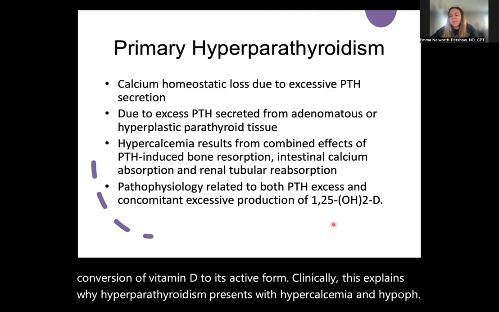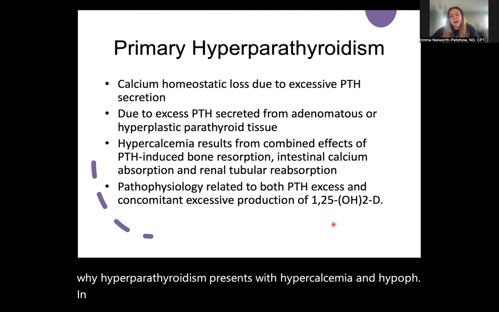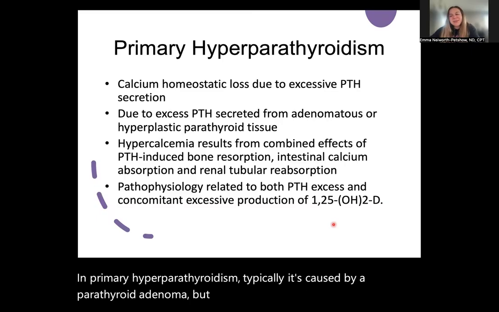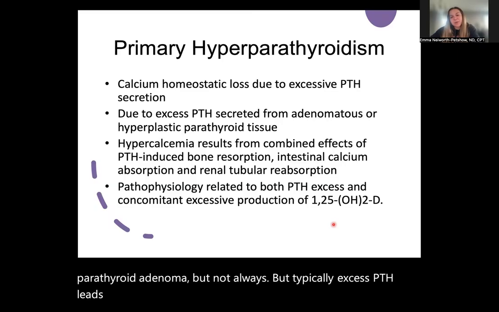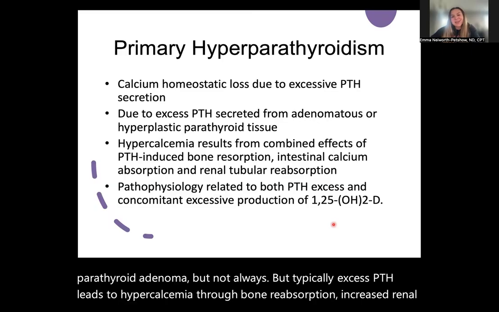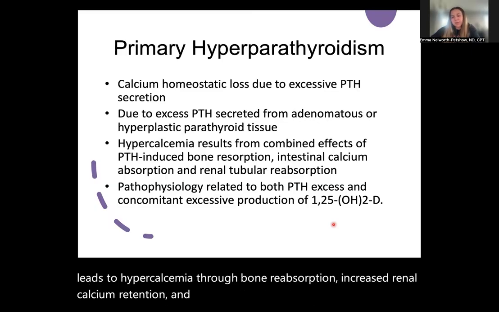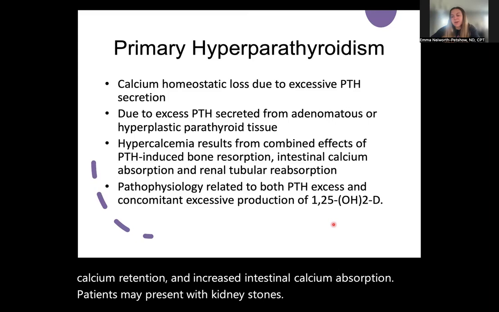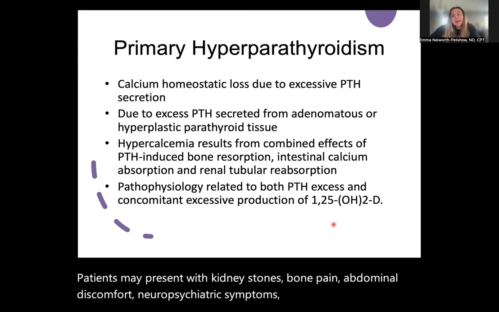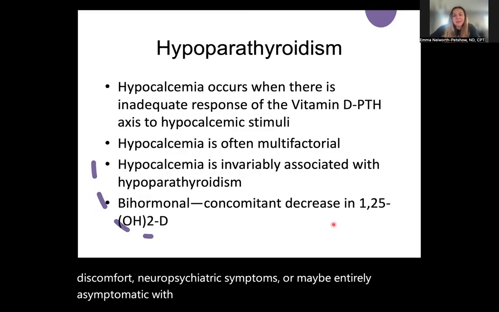In primary hyperparathyroidism, it's typically caused by a parathyroid adenoma, but not always. Excess PTH leads to hypercalcemia through bone resorption, increased renal calcium retention, and increased intestinal calcium absorption. Patients may present with kidney stones, bone pain, abdominal discomfort, neuropsychiatric symptoms, or may be entirely asymptomatic with an incidental hypercalcemia level on a lab.